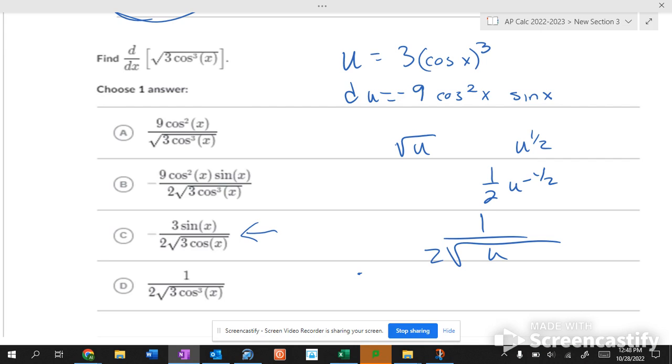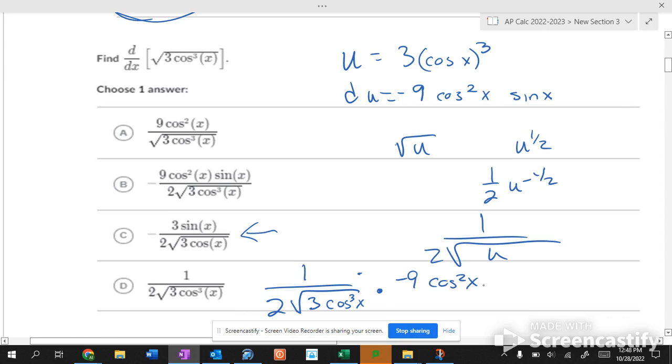insert u, and then you have to put the du on the end. So 1 over 2 square root of 3 cosine cubed of x times negative 9 cosine squared of x sine of x. So B. So that's what B is. Okay. There we go.